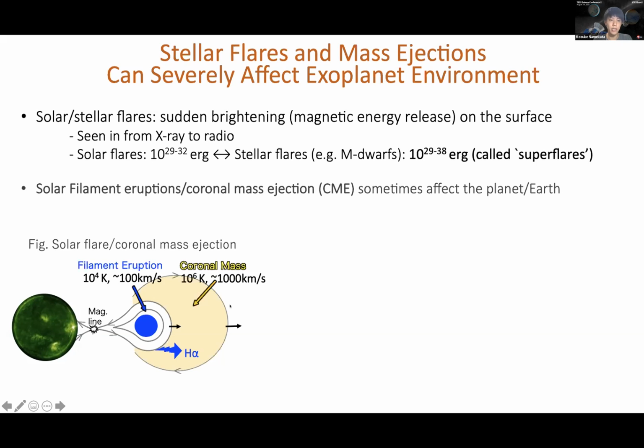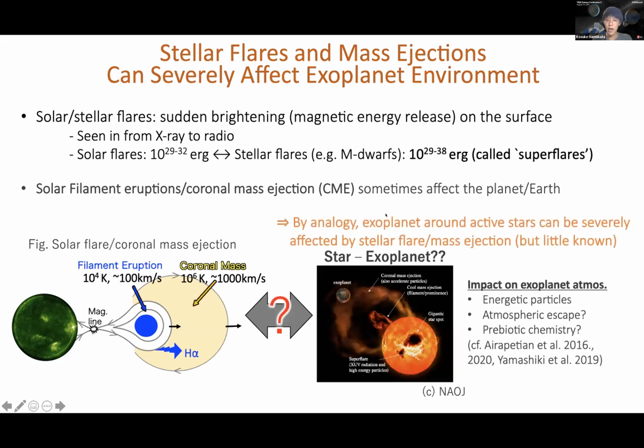The left panel shows a schematic picture of a solar flare and coronal mass ejection. In the case of the Sun, solar flares produce cool material eruptions called filament eruptions and much higher temperature material called coronal mass ejections. They sometimes affect the planets and the Earth's environment. By analogy, it is expected that exoplanets around active stars can be much more severely affected by stellar superflares and super mass ejections, in the form of high energy particles, atmospheric escape, and the generation of prebiotic chemistry. But its effect is little known so far.